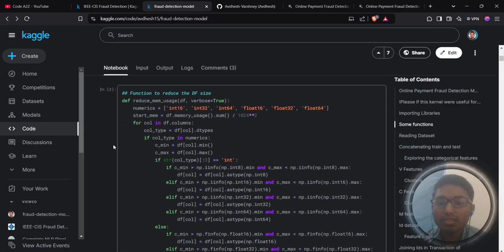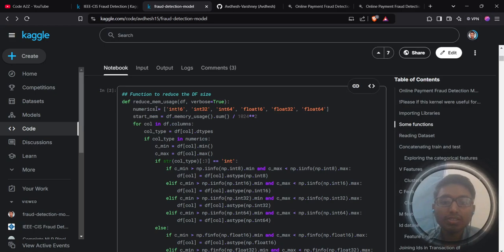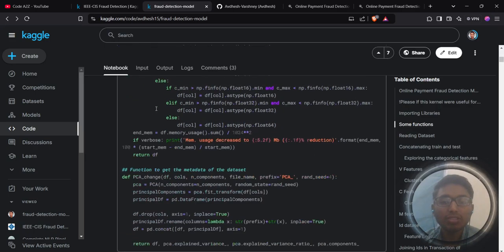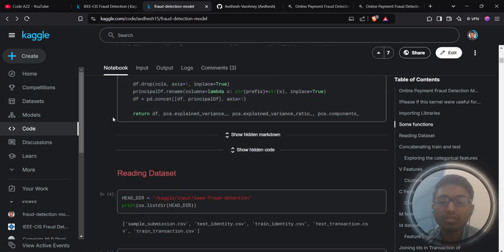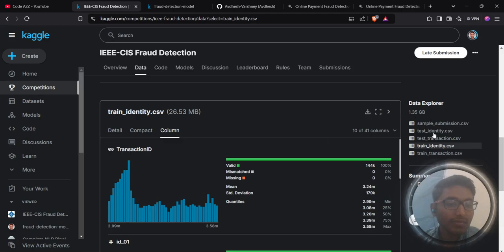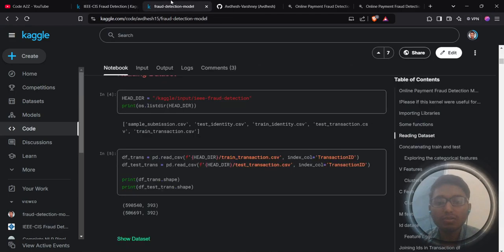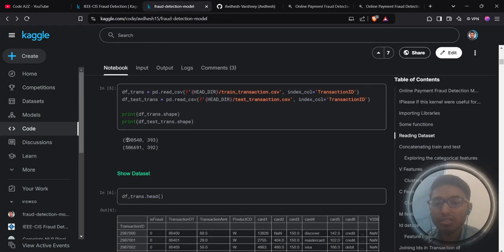There are also functions like reduce memory usage, which basically reduce the memory while dealing with the dataset, because we deal with 5 lakh rows in the train dataset, and other files are also present, like the test file. The test file is also 613 MB, so the whole dataset goes to more than 10 lakh rows. You can see from here, the train dataset contains 5,90,540 rows and 393 features, and the test dataset has 5 lakh rows. So on an average around 11 lakh rows are present in the whole dataset.